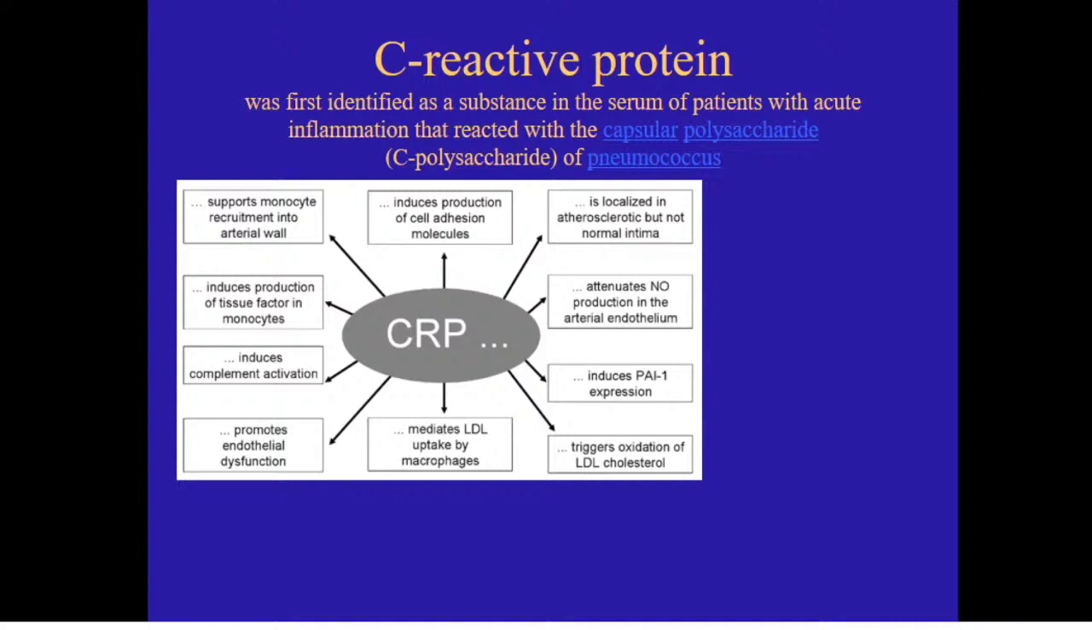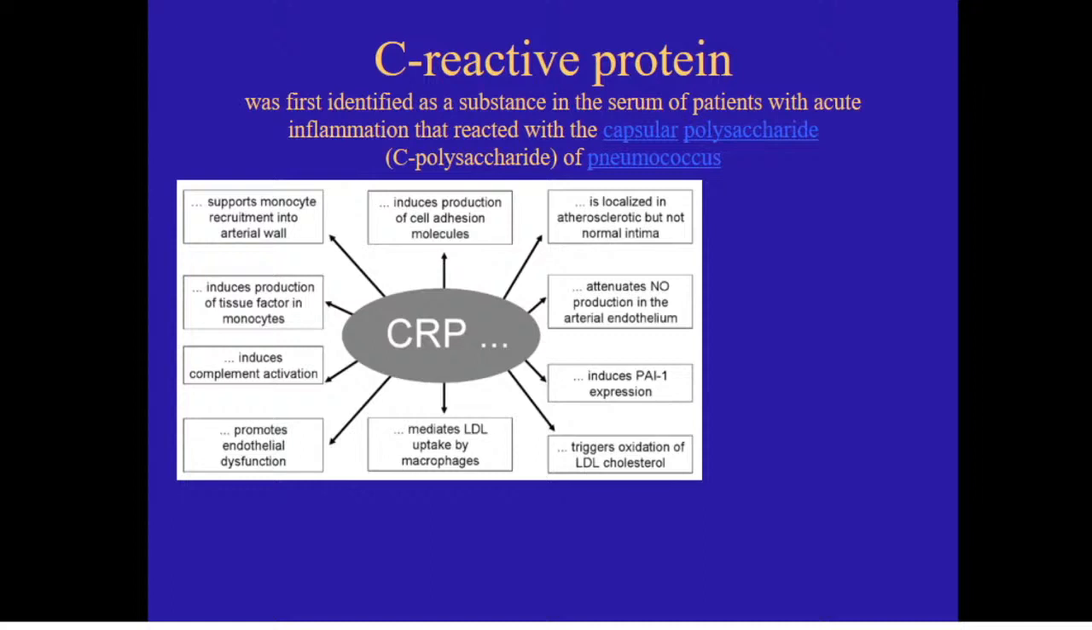Another of the most important proteins from this group, the acute phase of inflammation, is C-reactive protein. Why is it named C? Because at first it was identified as a substance from the blood serum of a patient with acute inflammation that was caused by pneumococcus, and it interacted with the capsular polysaccharide. This capsular polysaccharide was named C polysaccharide, and due to this the protein obtained its name, C-reactive.